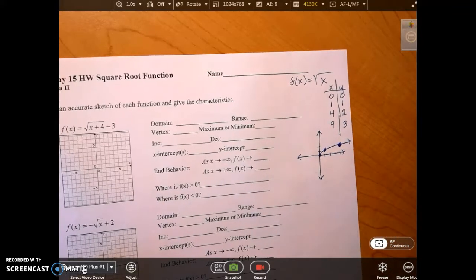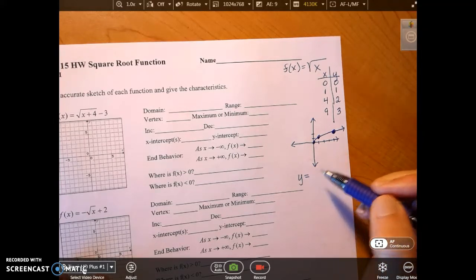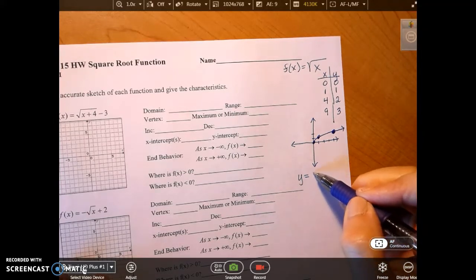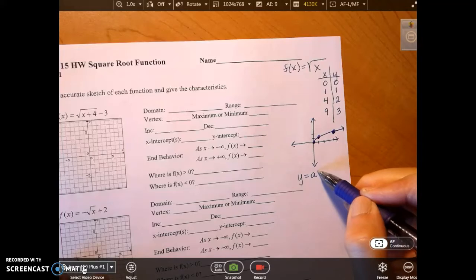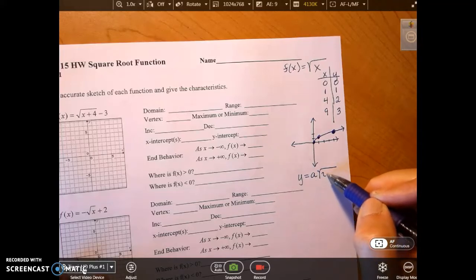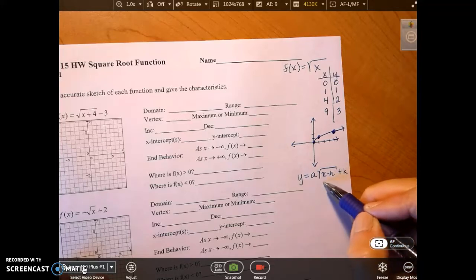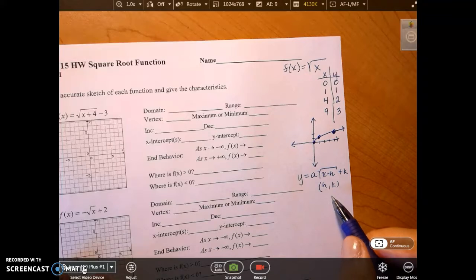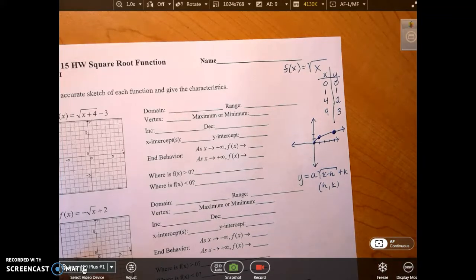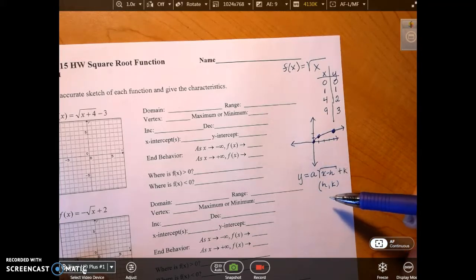Now, I want to show you, this can be written just like we did on the board yesterday with all of the other functions we've learned. You can have an a out front, and that, of course, will reflect it, stretch, or compress it. And then you have the square root of x minus h plus k, where your translation point is h, k. And in this case, it actually is a vertex because it will be your minimum point on the graph or your maximum point, that kind of thing. So this is the same exact thing we've learned for all of our other functions. We're going to apply it here.